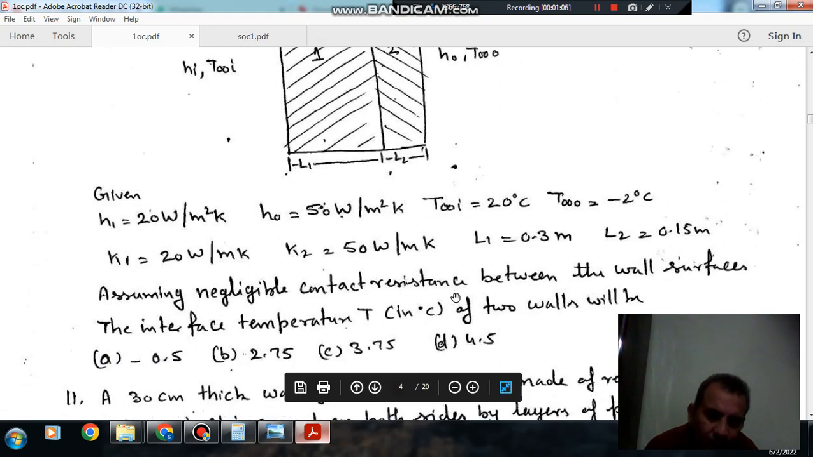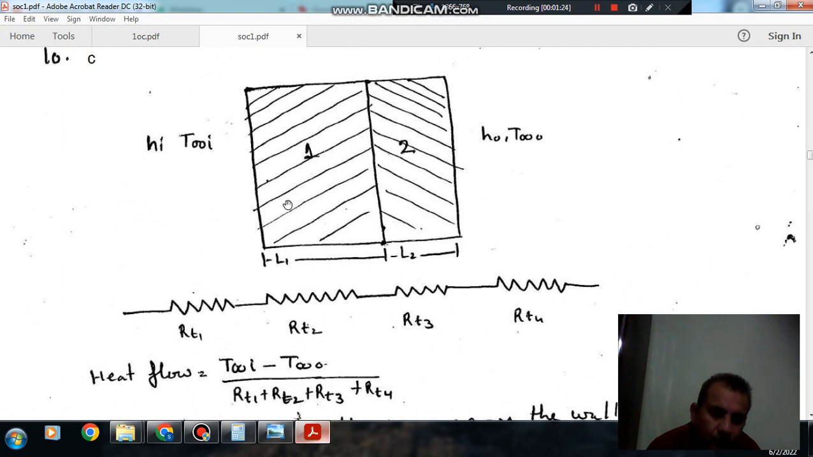Assuming negligible contact resistance between the wall surfaces, the interface temperature T in degrees Celsius of two walls will be: option A minus 0.5, option B 2.75, option C 3.75, option D 4.5. So this is the case here.